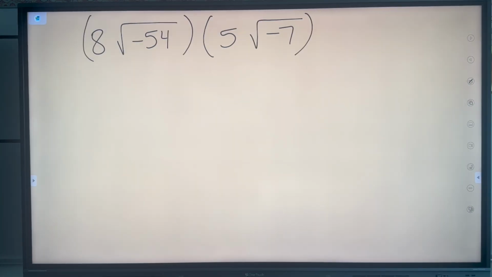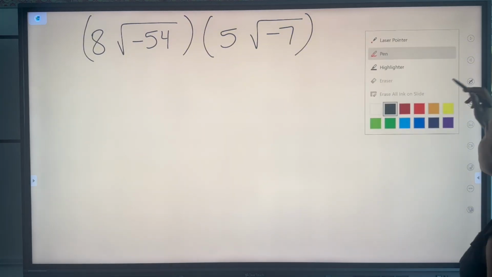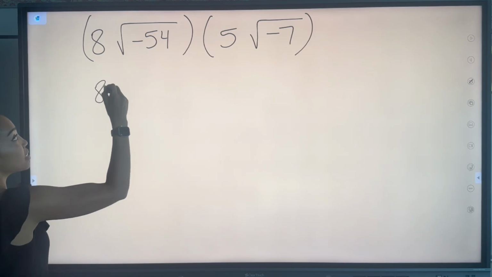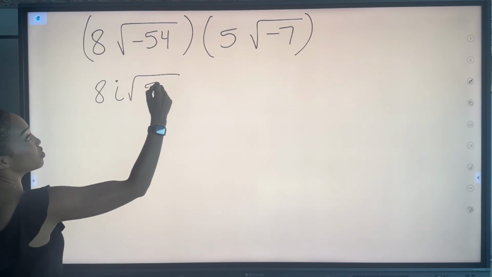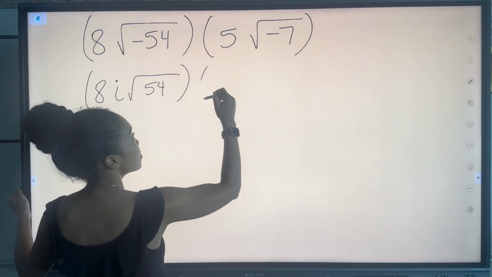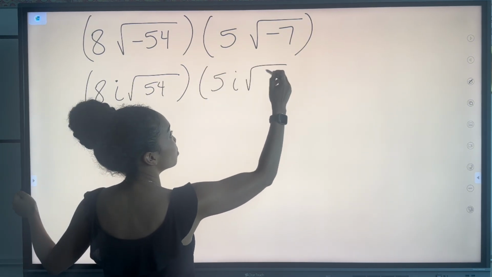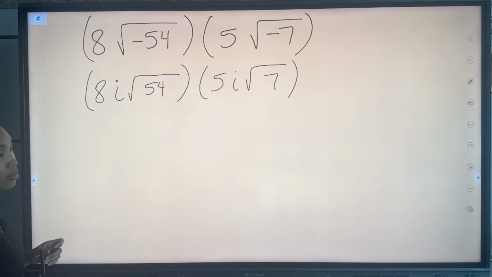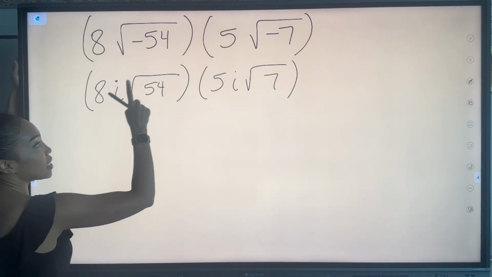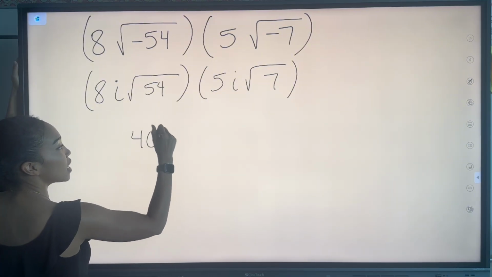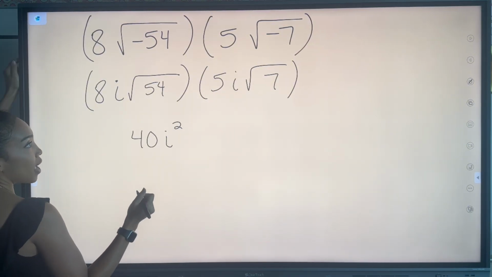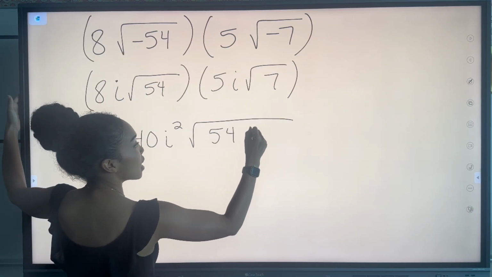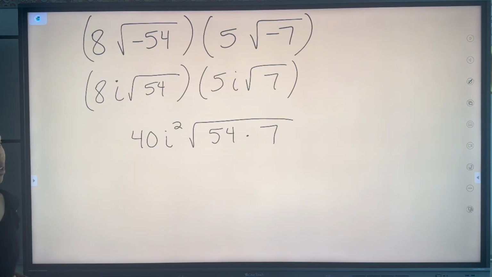Next one. All right, let's try this one. Whenever you have a negative on the inside, it'll be 8I square root of 54 times 5I square root of 7. Now I don't have negatives under the square root anymore. 8I times 5I is 40I squared. And then you can multiply the square roots together. This will be 54 times 7. And we can break this down.